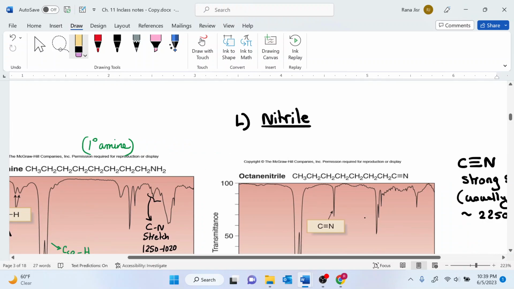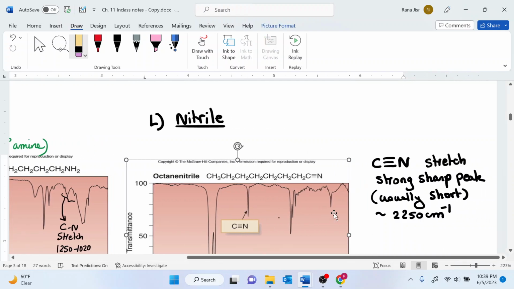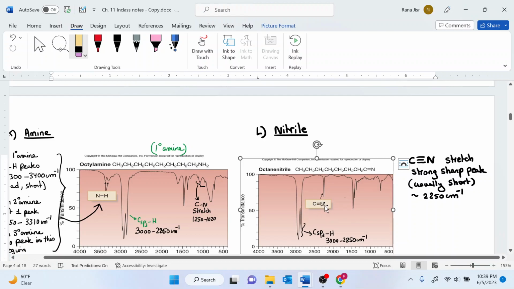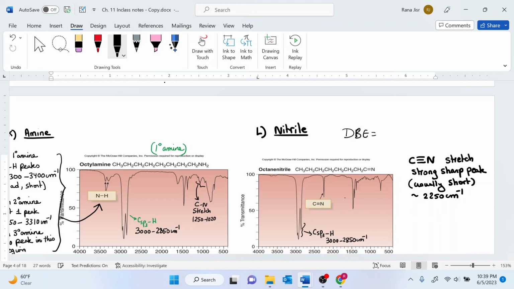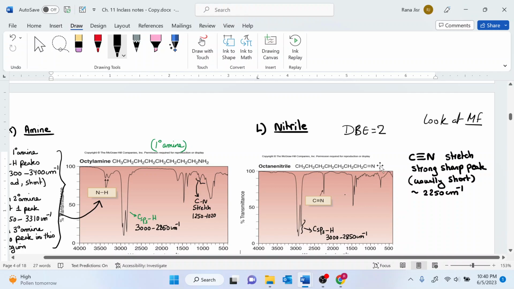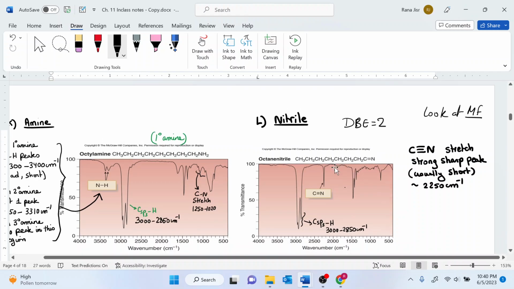Nitriles are similar to triple bonds. As with triple bonds, they occur as a sharp and strong peak at 2,250. Also nitriles occur at 2,250. So you've got to look at your molecular formula, because both have a DBE of 2. A triple bond has a DBE of 2, and the nitrile is a triple bond, so it has a DBE of 2. So you have to look at the molecular formula and see if it has any nitrogens in it. If you have a DBE of 2 and your molecular formula has a nitrogen in it, then you have a nitrile. If not, then you have a triple bond, a simple alkyne. For this structure, I have the triple bond, and then I have the sp3 CH stretches. I don't have anything else.